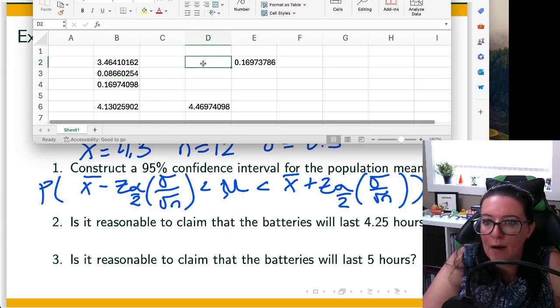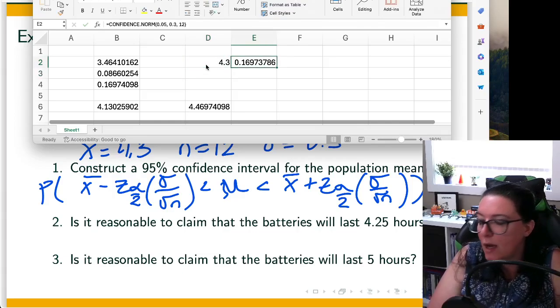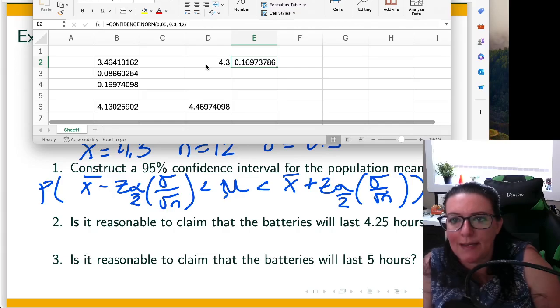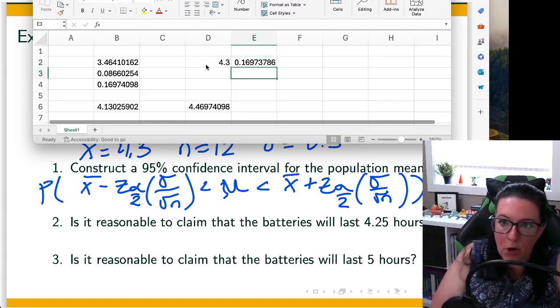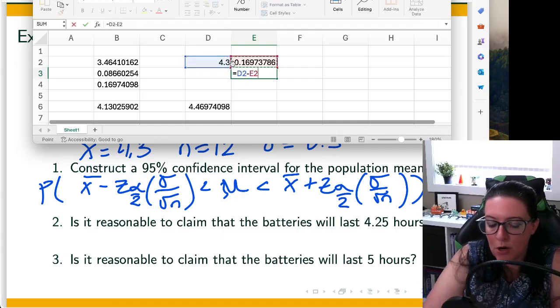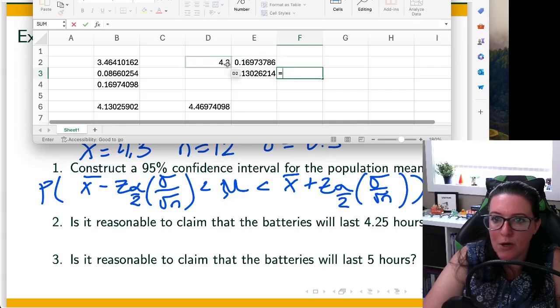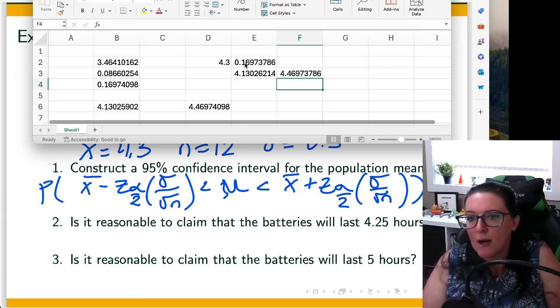So if you have your X bar 4.3, you can use confidence.norm, give it the alpha. You don't have to do alpha divided by 2, just do alpha, it'll split it. Give it the standard deviation for the population, and give it your sample size, and it will compute your margin of error for you, in which case the last step is just to subtract the margin of error from your point estimate and to add the margin of error to your point estimate. Okay, so there we get our confidence interval for our mean.